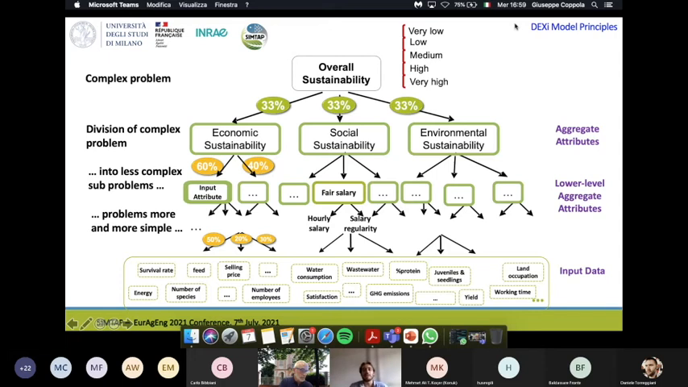And the input data are basically the data that we are going to feed to the model in order to obtain the estimation, the assessment of the sustainability of the system that we are analyzing. Input data can be of various kinds, can be environmental input data such as greenhouse gas emissions, can be social input data such as the working time of the workers in the aquaculture facilities, can be economic data such as the selling price of the product.